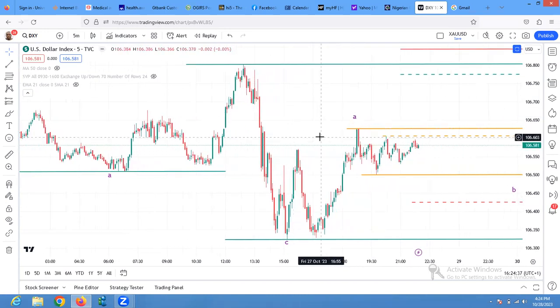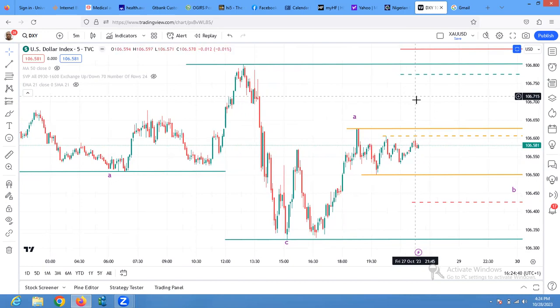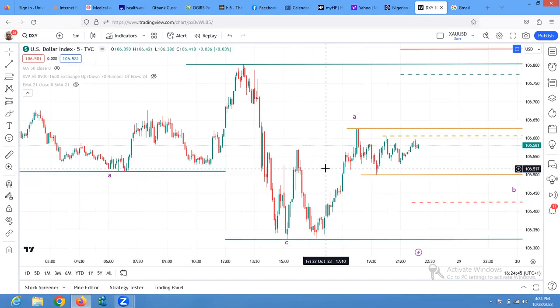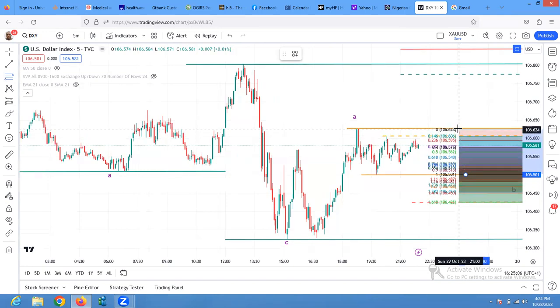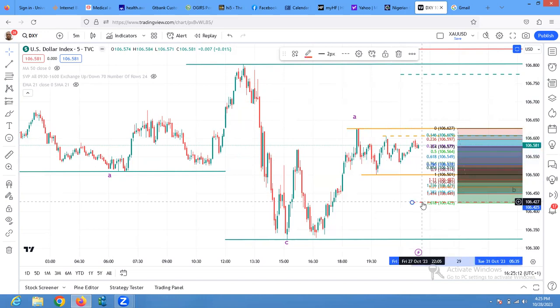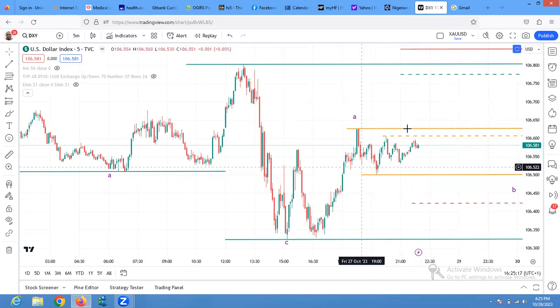But what will tell us that we are done correcting to the upside, to now do a C, in the green, number one, is that we are not breaking this top of primary B. And that we are going to break this place here, which is more than 161.8 extension. So if you do an extension, this is 161.8 here. So a break to the downside here tells you that we are done going up.